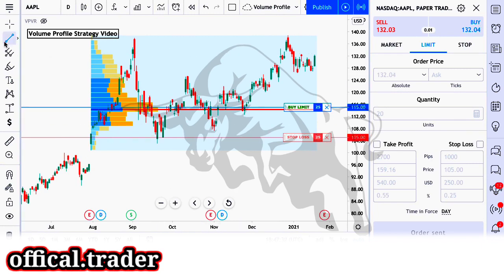Fine with us. Now you might be saying that there's a support level here, but we're making this decision based off of these low volume nodes, and we just would rather not be involved in these areas. Maybe this gap will fill. It's just an example. The more important point is that we are placing a buy order in the high volume node. Why don't we do another example?